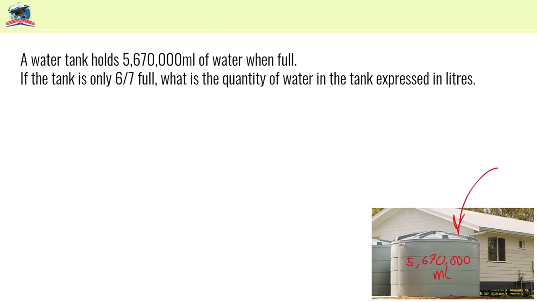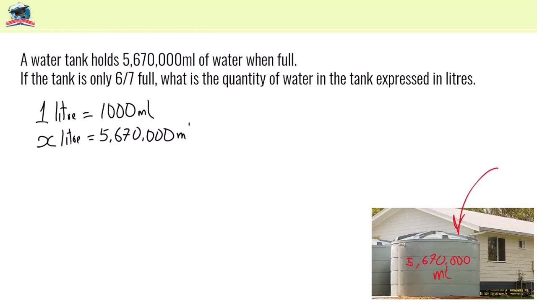So how do we do that? Now we know that 1 liter is equal to 1000 milliliters. Let's use the cross multiplication method. So therefore, what in liters will 5,670,000 milliliters give us?